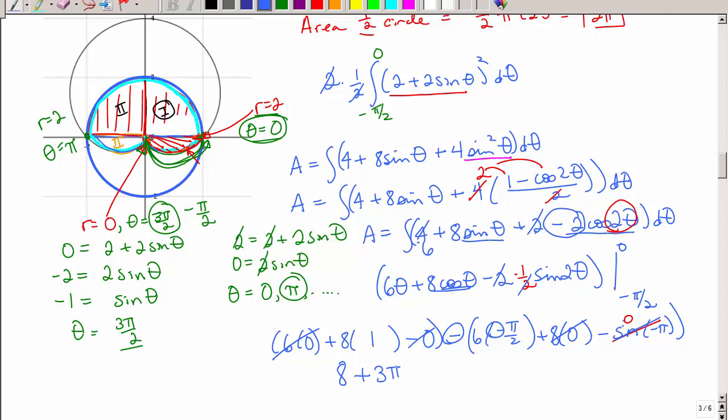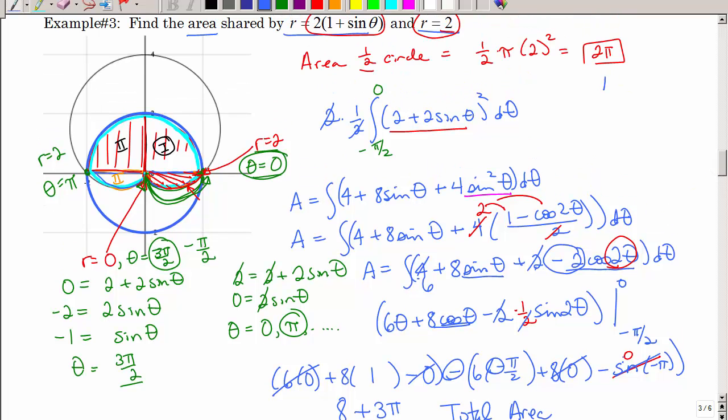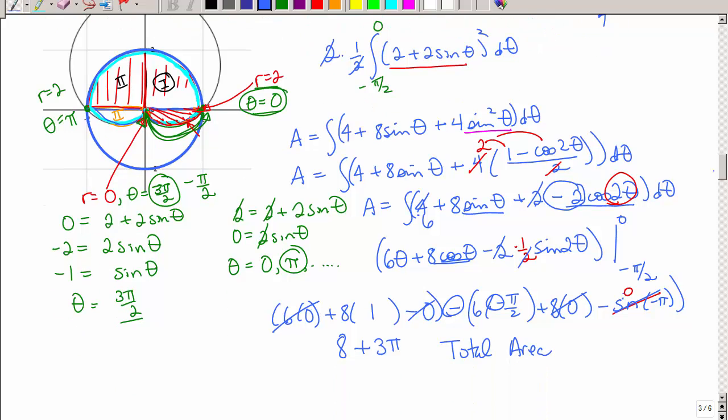Is that my answer? No. That is just the area of the cardioid part. So your total area, remember, is the circle, which is 2 pi, plus this. It would be 8 plus 5 pi would be your final answer.